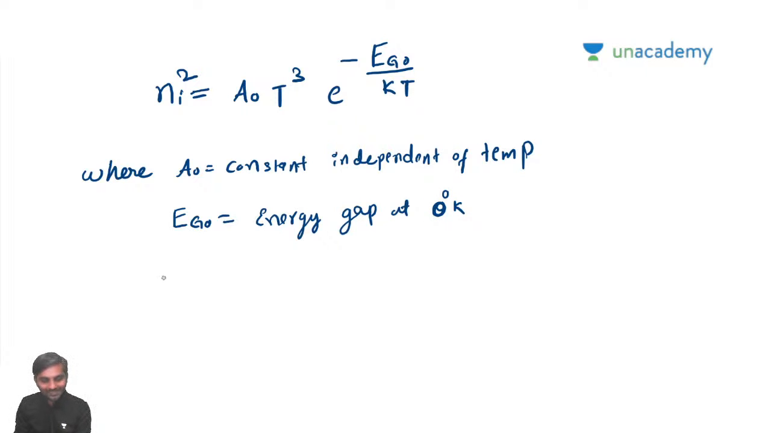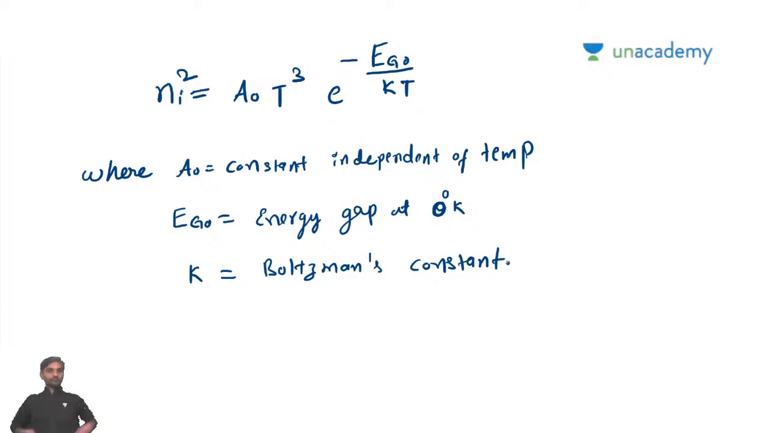And then what is K? K is going to be Boltzmann's constant. Okay. So Ni square is equal to A naught T cube into e power minus Eg naught by KT. A naught is a constant, Eg naught in K. Right? Okay. Next.